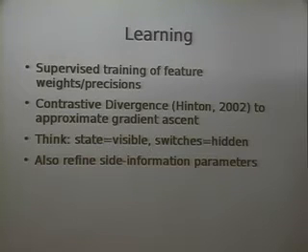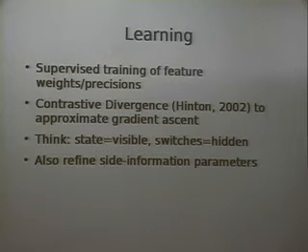So learning. The goal of learning here is a supervised training of these precision, these inverse covariance terms that I indicated before. This is to train the precisions of the features, so how reliable are certain features. The algorithm that we're going to use is contrastive divergence by Jeff Hinton, which is basically an approximate gradient descent scheme. I'll skip the details of that, but I can refer you to information if you're interested.